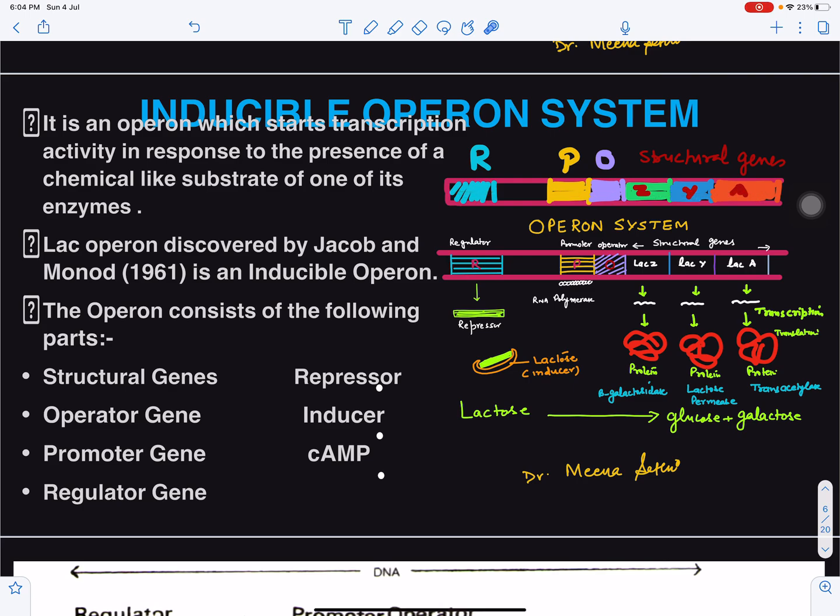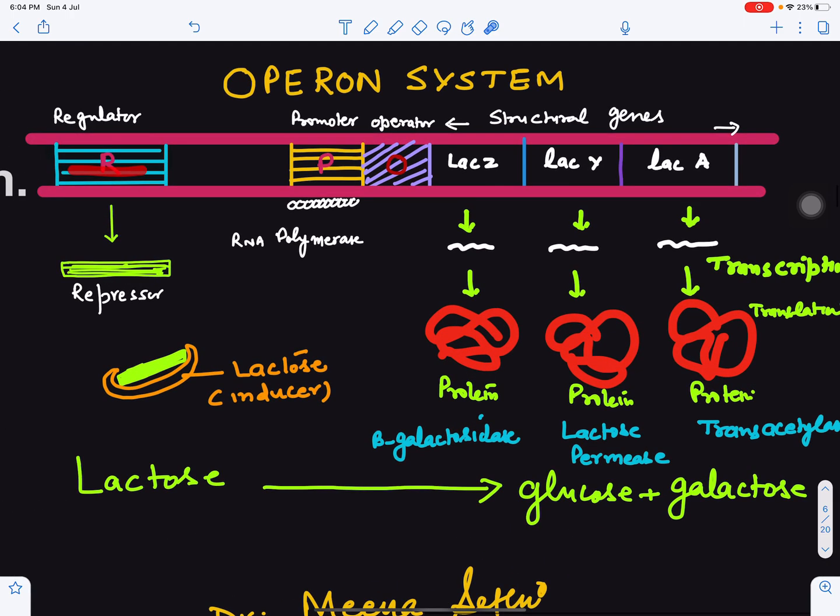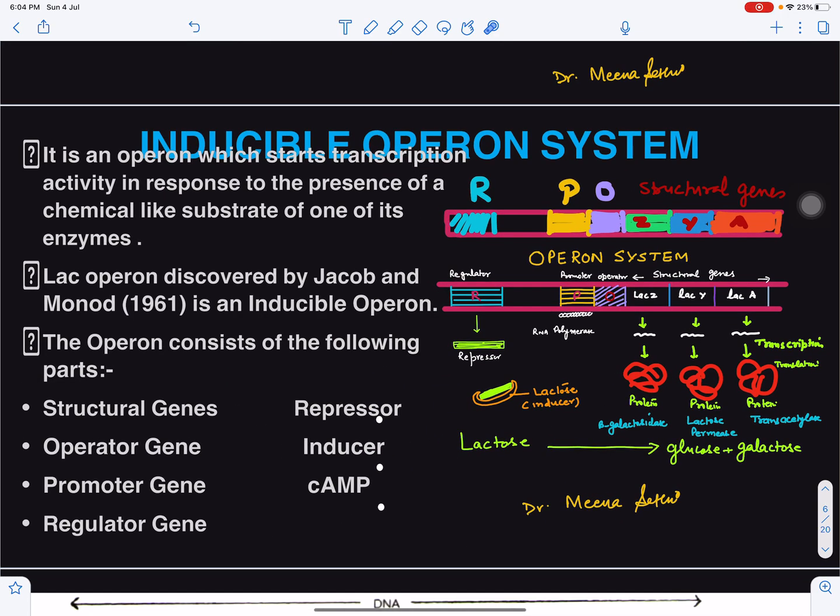These are structural genes. So what is an operon? Operon is a combination of these genes: regulator, promoter, operator, and structural genes. And here lactose is acting as an inducer. In the presence of lactose, this gene is switched on. But if lactose is not there, this gene will be switched off.